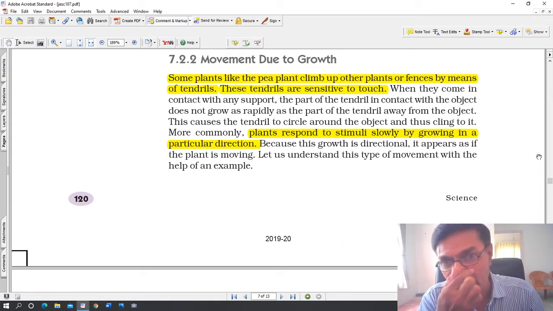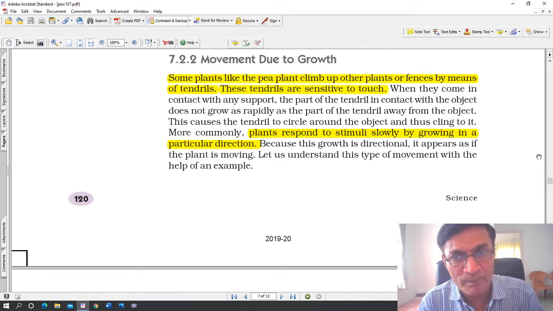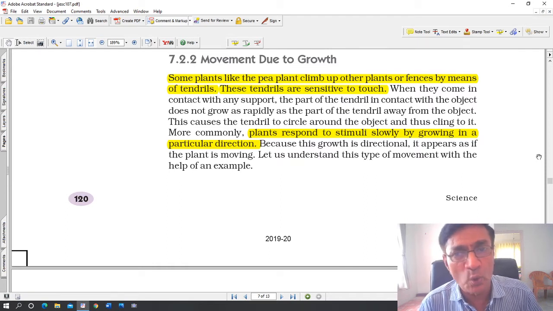And the same thing happens in plants also. There is movement due to other factors other than growth. The touch-me-not plant, for example, when you touch it, it folds its leaves. That is a different kind of movement. It has nothing to do with growth. But now we come to movement due to growth.